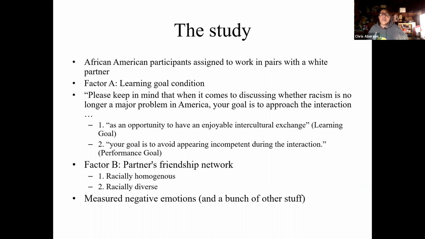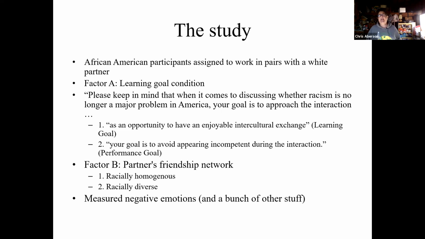All right, the study that we're going to talk about. In the study, African-American participants were assigned to work in pairs with a white partner. And they had a couple of factors. Obviously, it's a factorial ANOVA example. The first factor was the learning goal. They started off with a STEM, everybody got the same STEM.